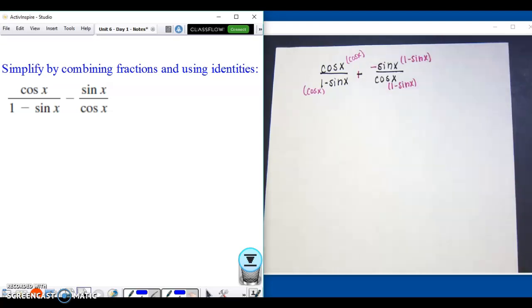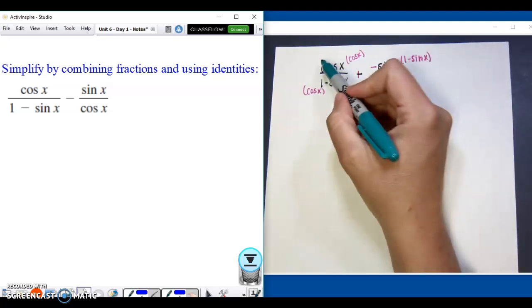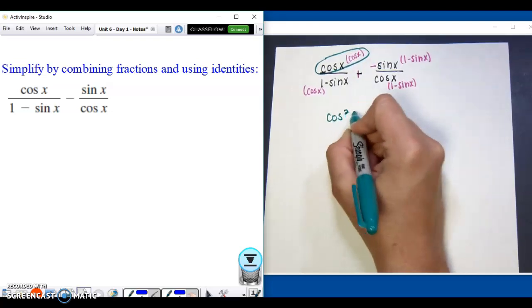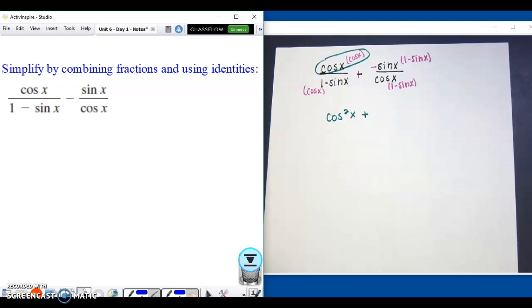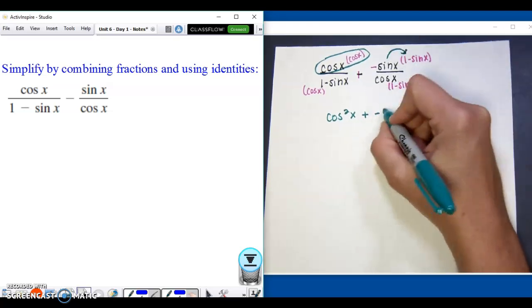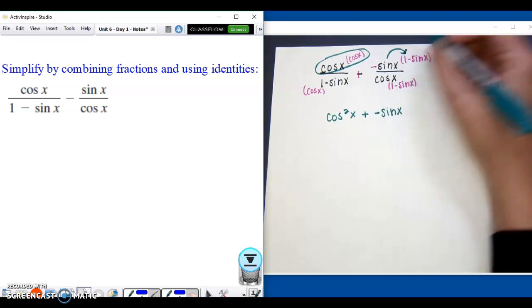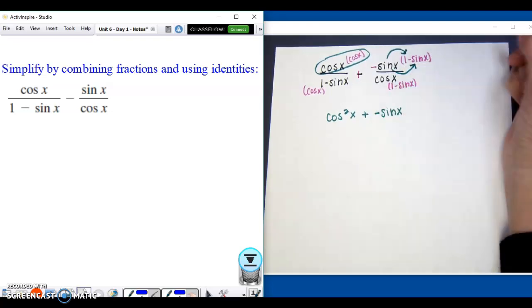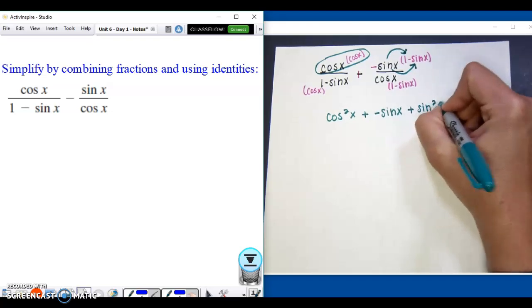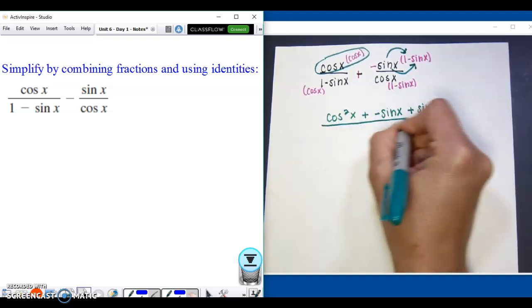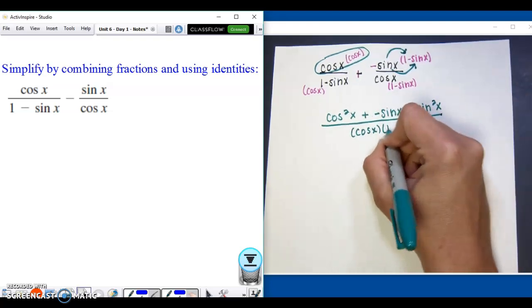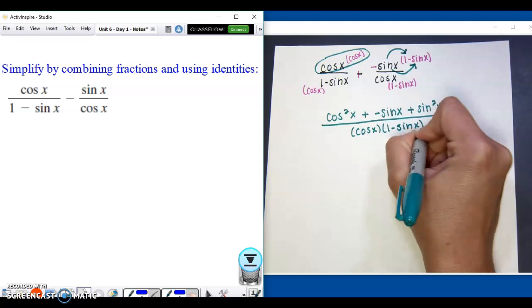Okay, just like if you were going to add two fractions together, we're going to have cosine times cosine, which is going to be cosine squared x, plus, this one we're going to have to distribute, so we're going to have negative sine x, and we're going to have negative sine x times negative sine x, which will be plus sine squared x. We are not going to multiply out the denominators, we're just going to write them as cosine x times 1 minus sine x.